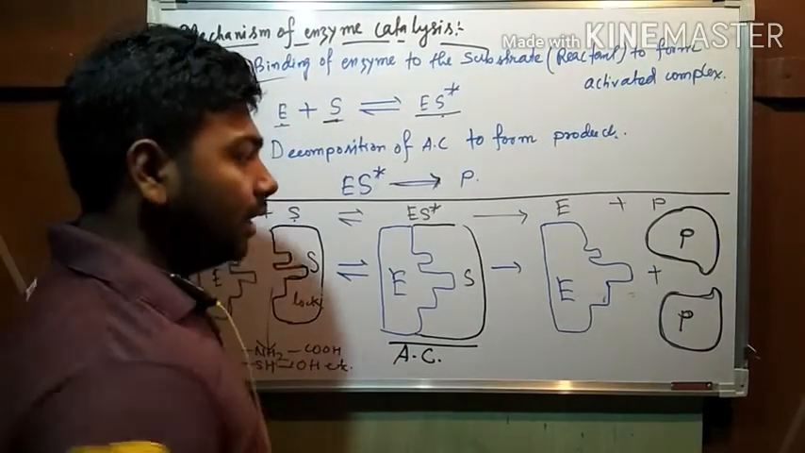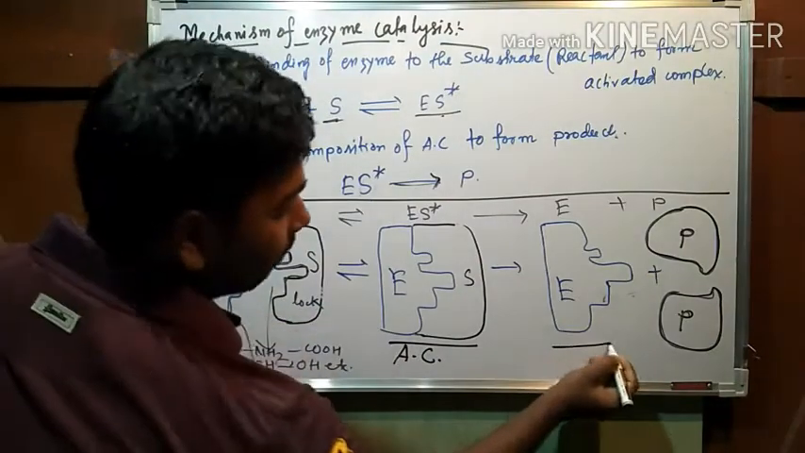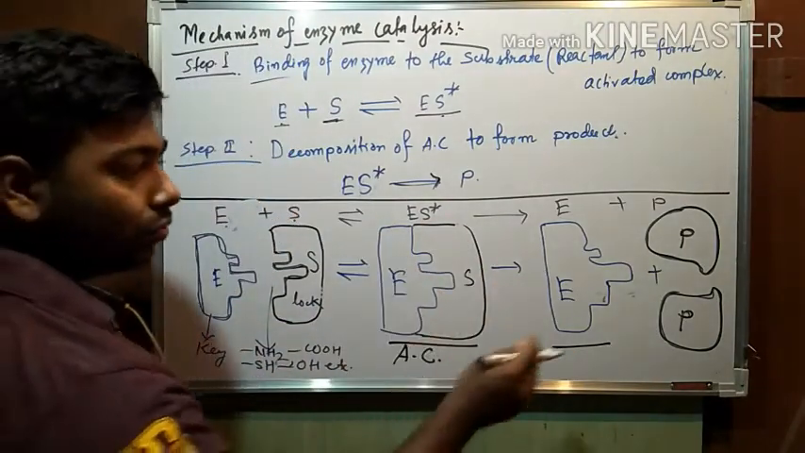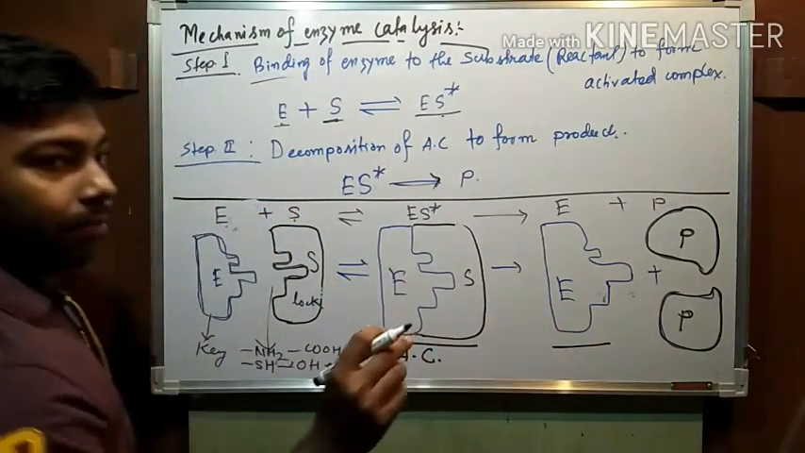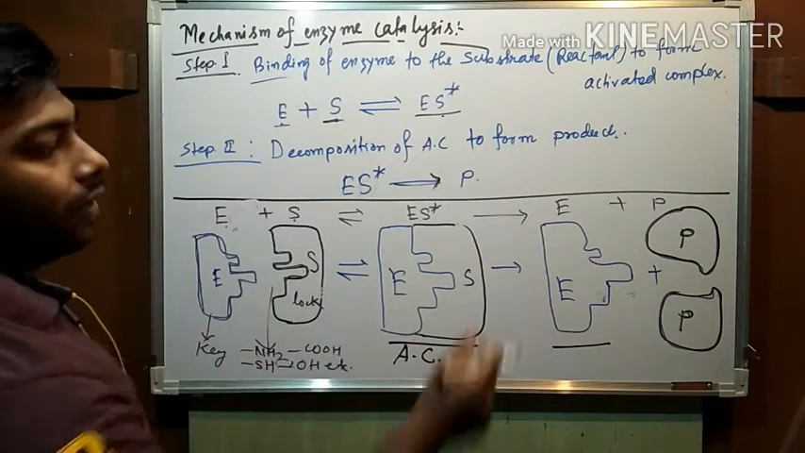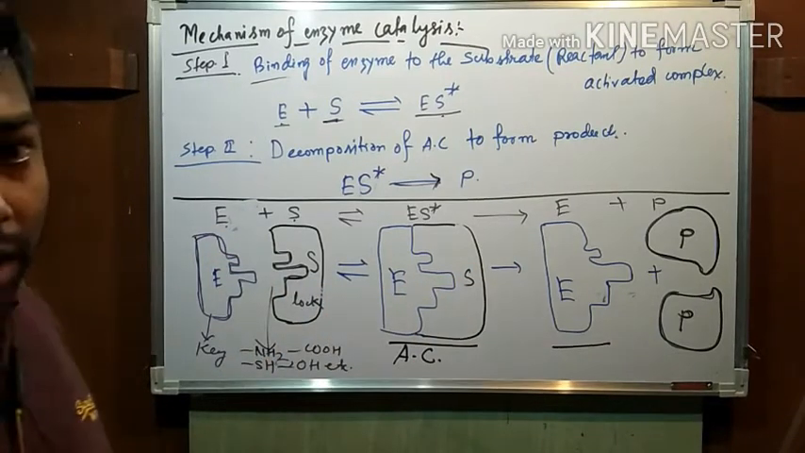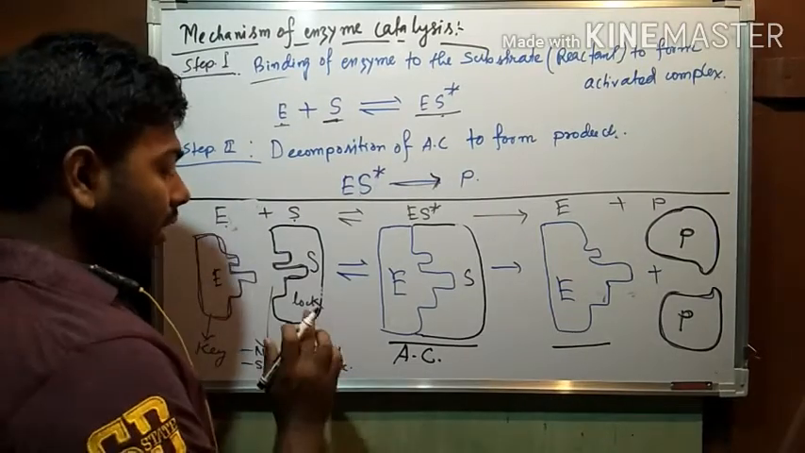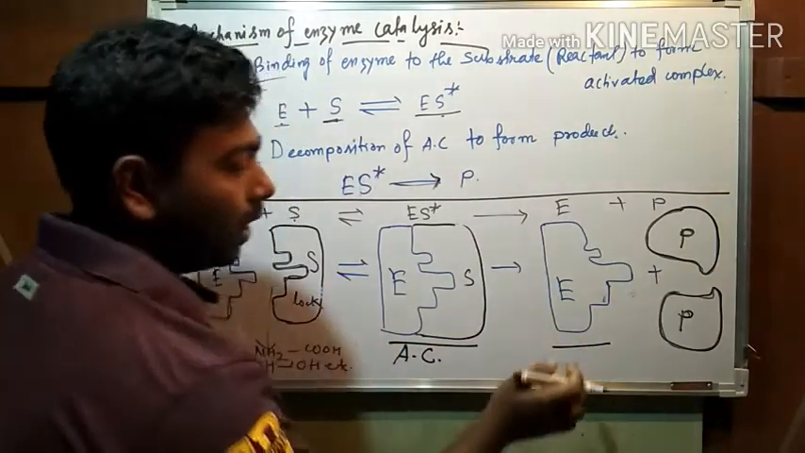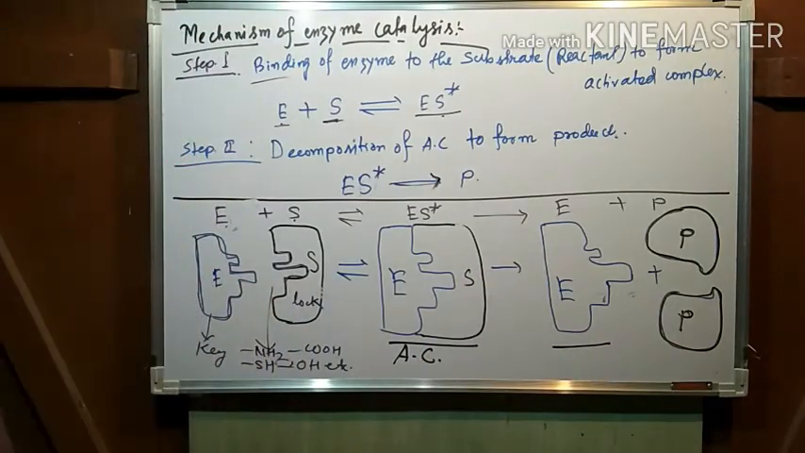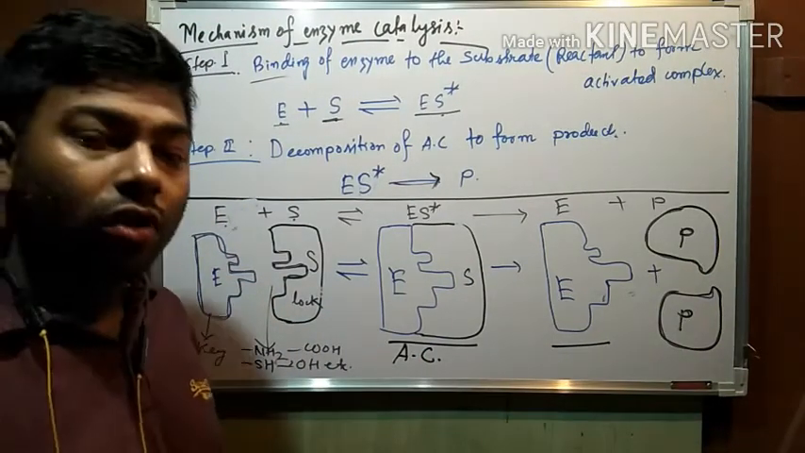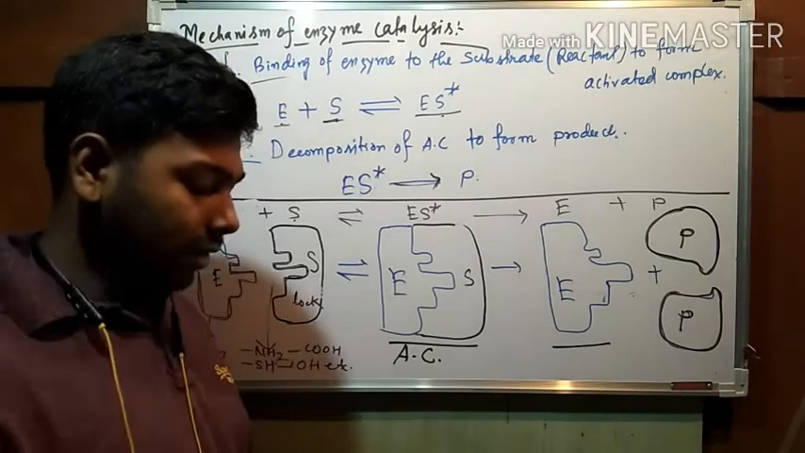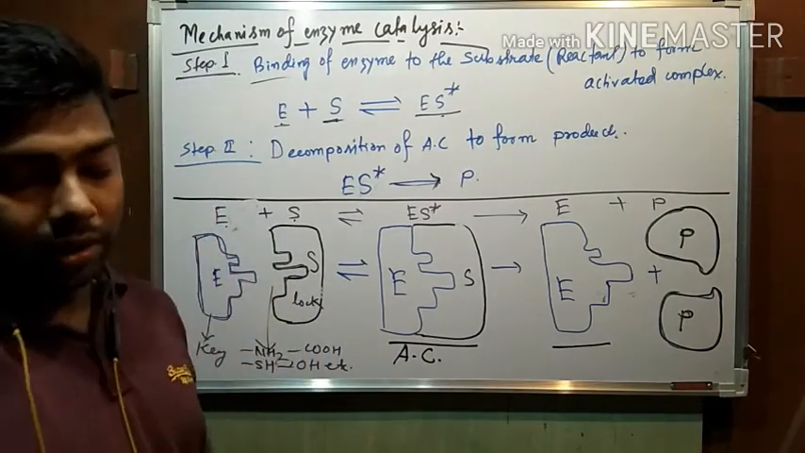Okay. See here, the enzyme, which is acting as a catalyst, is the same before and after the reaction. That's why the enzyme is acting as a catalyst, converting a reactant to the product, but the catalyst, that means the enzyme, remains the same throughout the reaction. Okay. Understood now? Next.